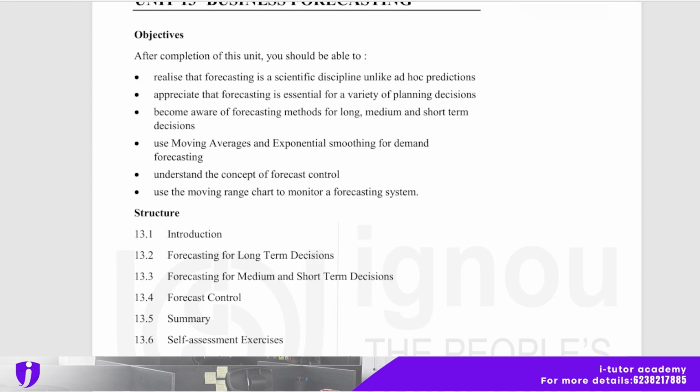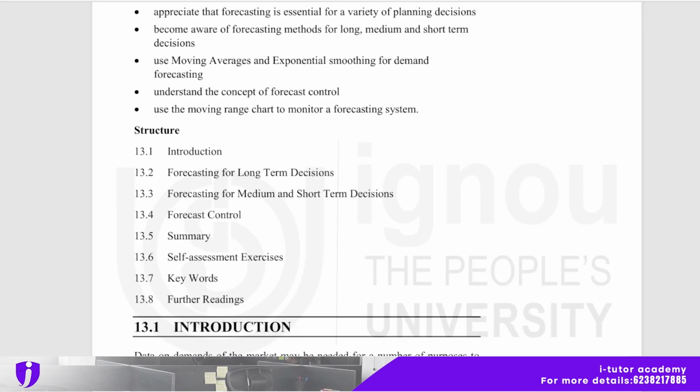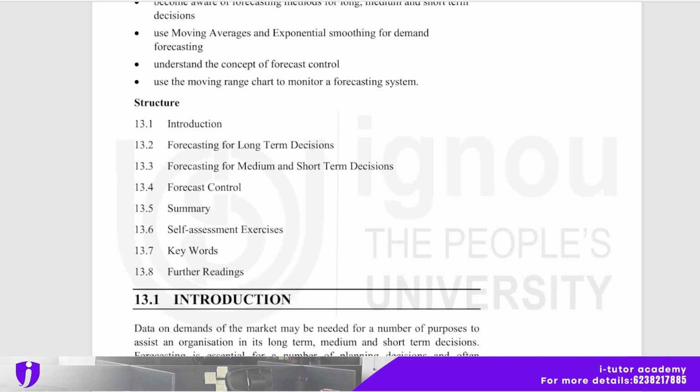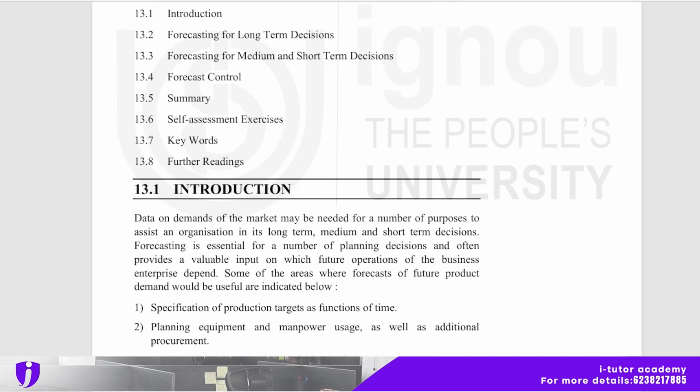Become aware of forecasting methods for long, medium and short term decisions. Use moving averages and exponential smoothing for demand forecasting. Understand the concept of forecast control and use the moving range chart to monitor a forecasting system. And the structure of this unit is: there is an introduction and forecasting for long term decisions, forecasting for medium and short term decisions, forecast control, summary, self assessment exercises, and keywords are there for reading also.